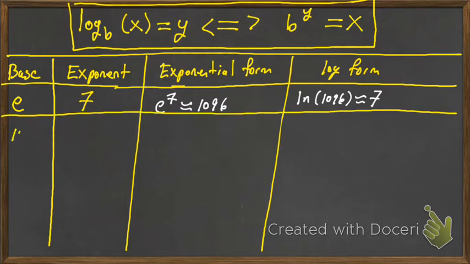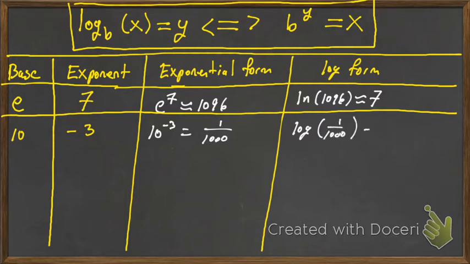Okay. How about 10 raised to the negative 3? So base of 10, exponent of negative 3, so we'll say 10 to the negative 3. So 10 cubed is 1,000, so if we have a negative exponent, that puts it in the denominator, so 1 over 1,000. Okay, so if it's base 10, that means it's regular log, so we say log. If you want, you can put the base 10 there, but you want to try to get used to that log means base 10. Log base 10 of 1 over 1,000 is equal to negative 3.